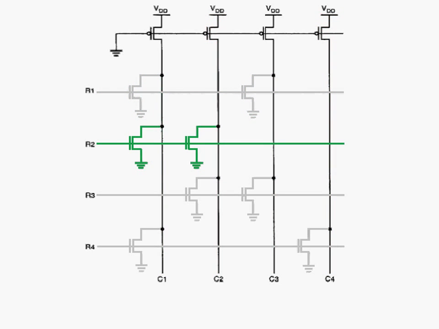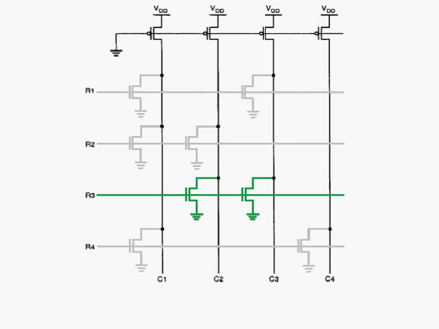Row 2 input is high, and row 1, 3, and 4 inputs are low. When the row 2 input is high, the NMOS transistor corresponding to row 2 in column 1 and 2 will be turned on. Therefore, column 1 and column 2 outputs will be tied to low. Since row 1, 3, and 4 inputs are low, the NMOS transistor in column 3 and 4 corresponding to row 1, 3, and 4 will be turned off. Therefore, column 3 and column 4 outputs will be tied to VDD.